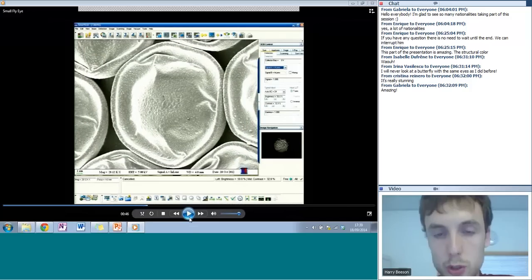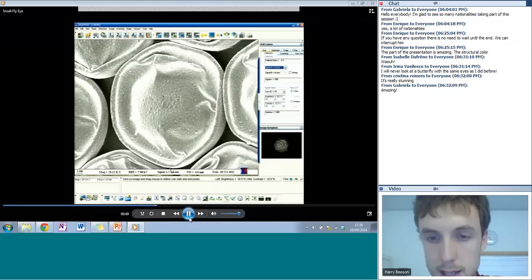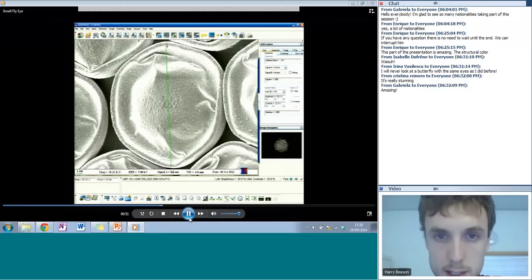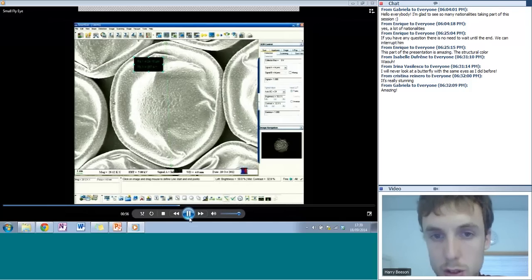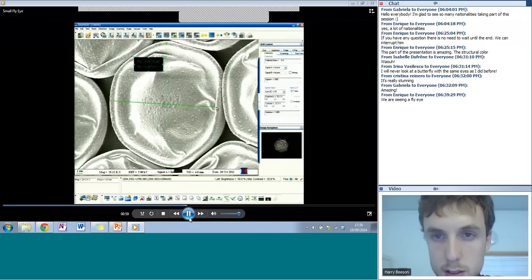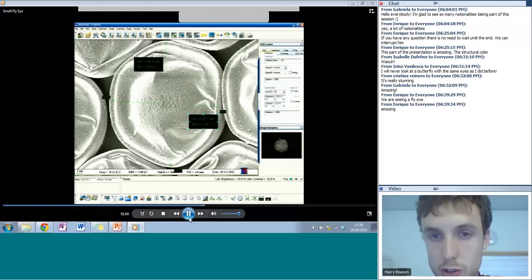And what you start to see is that the fly's eye is made up of a collection of circular objects. So you can easily, with the SEM, measure distances, as shown here. You can see that it's about 25 micrometers across. And obviously the structure is roughly circular.